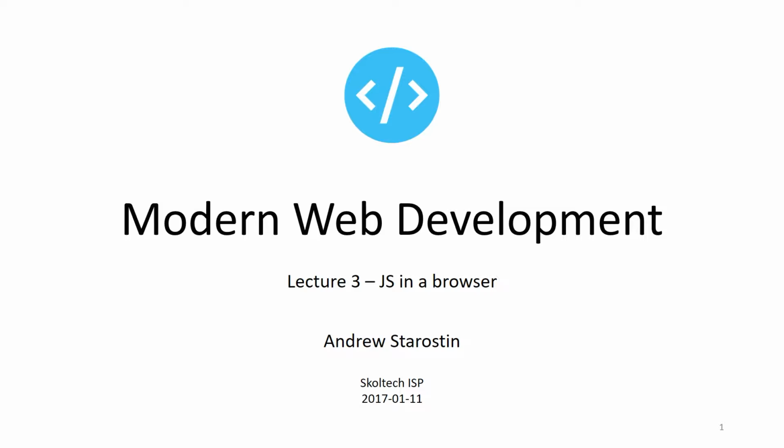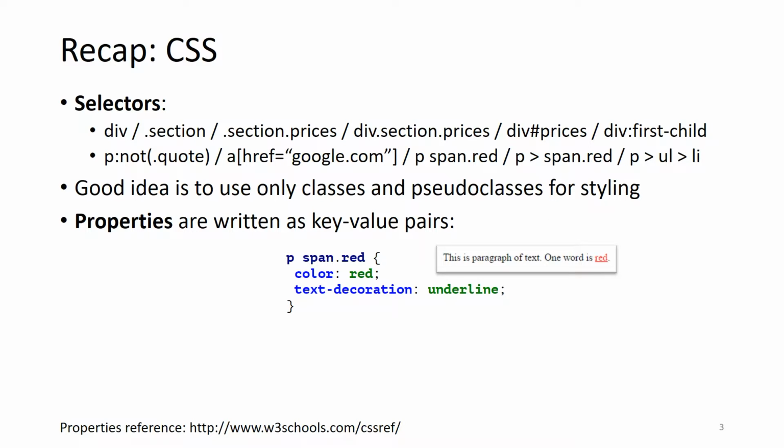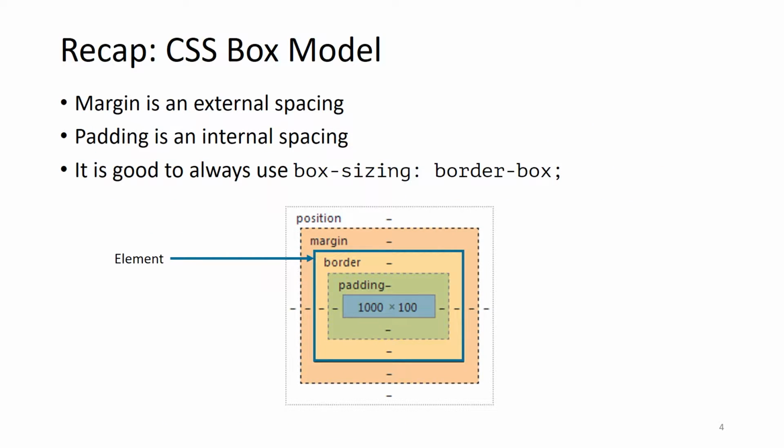And today we are going to continue talking about JavaScript. But first, small recap. What was in previous lectures? We discussed how HTML works. We discussed how CSS works. We discussed a thing called CSS box model, how size of the elements is calculated, and how they affect each other.